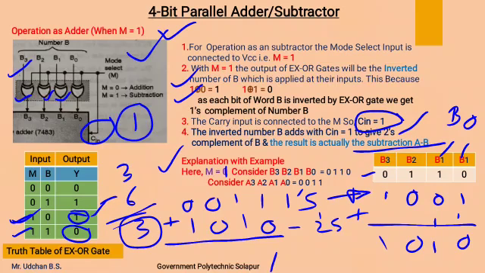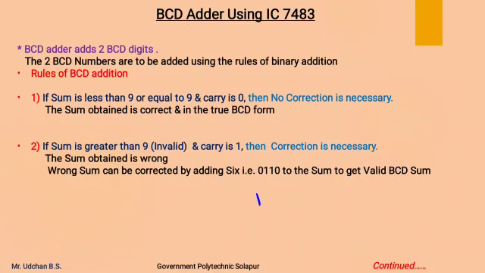1 plus 1 will give you 0 with carry 1, 0 plus 0 is 0, 0 plus 1 is 1, 0 plus 1 is 1. This is the output of our adder circuit. Now here if you observe, the carry is 0. As carry is 0, our result is in negative form, that is 2's complement form. So our result is 1 1 0 1.